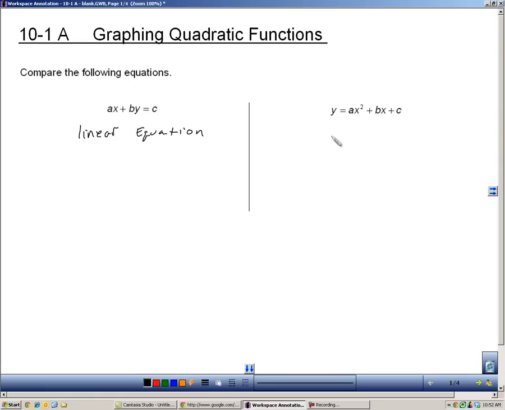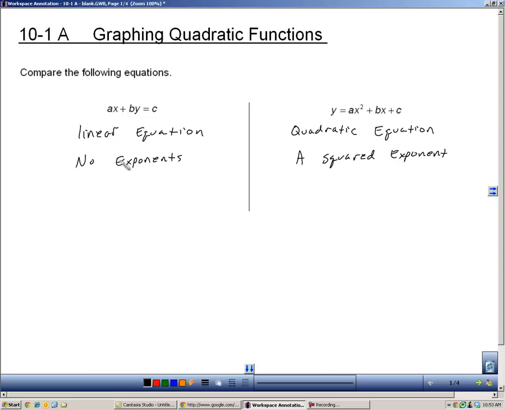This one over here, though, is a standard form of what we call a quadratic equation. This is also known as a quadratic function. I want to compare these two equations and notice the differences here. A linear equation, if you remember, has no exponents, while a quadratic equation has a squared exponent.